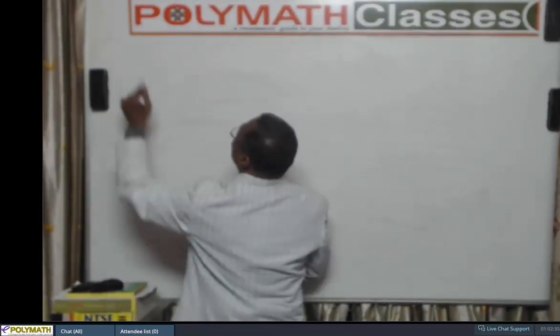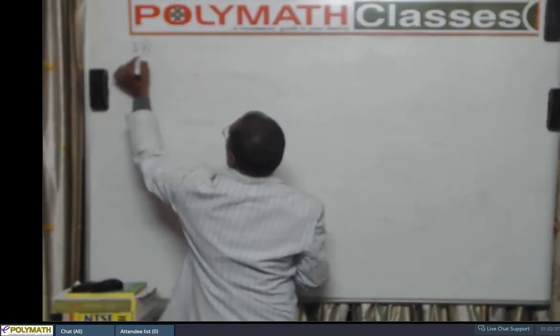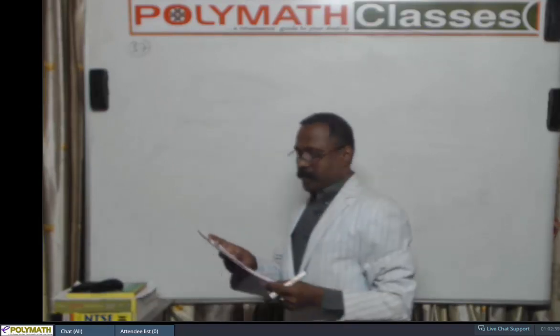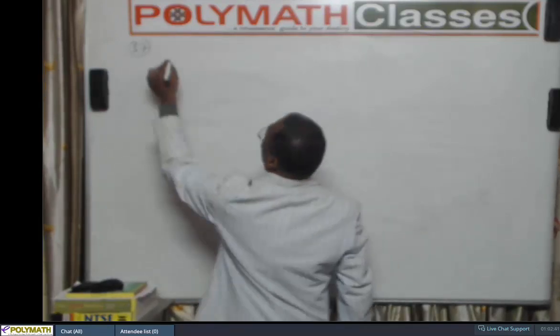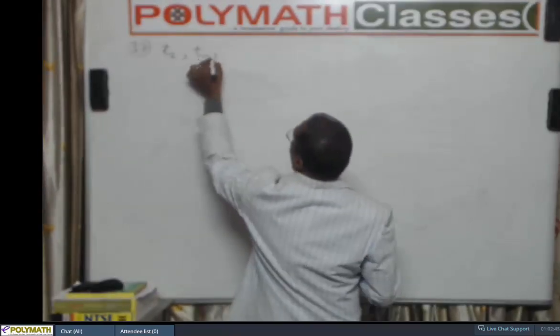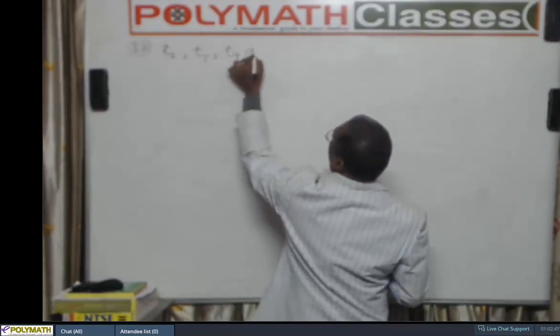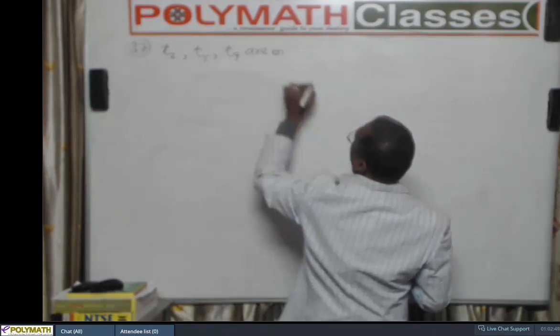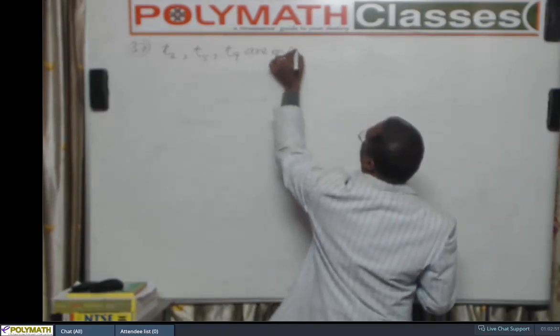So 37, it is given that T2, T5, T9 are in AP.